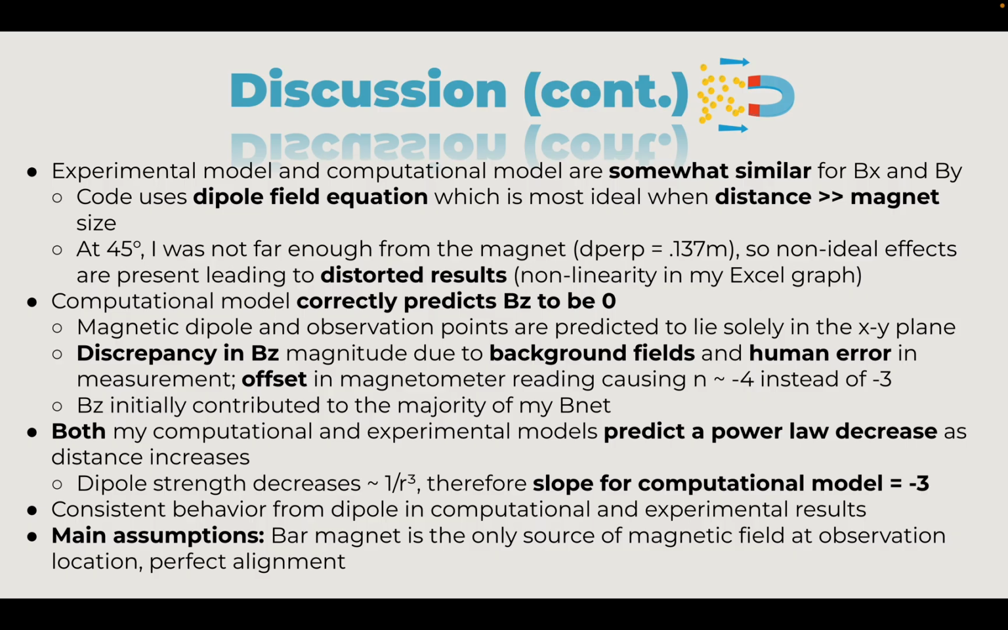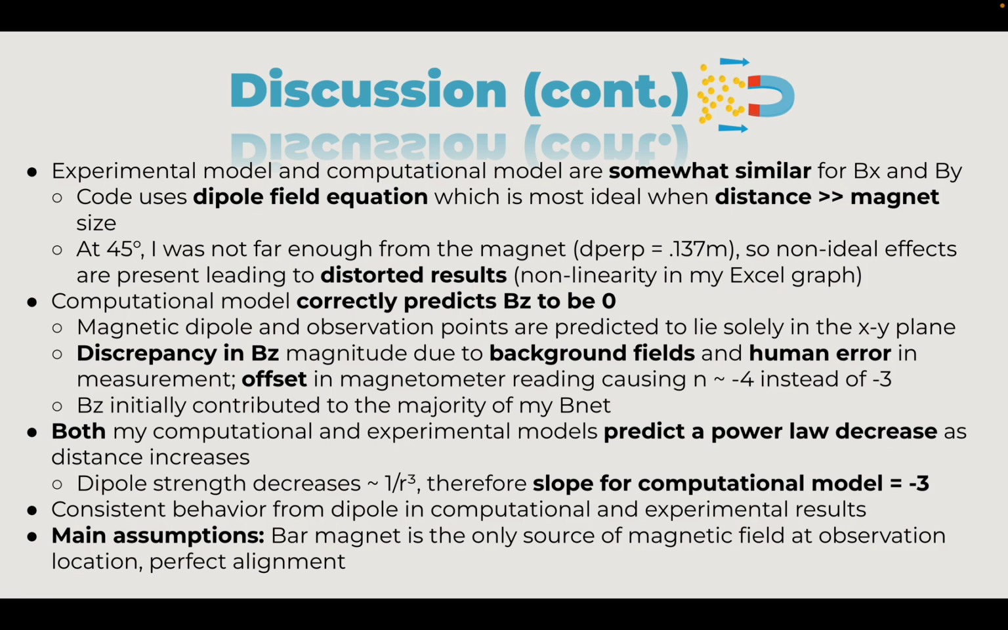Let's see, where do I begin? At 45 degrees, I was not far enough from the magnet. My D perpendicular was about 13.7 centimeters, 0.137 meters. So that led to distorted results and nonlinearity in my Excel graph, specifically due to offset in my magnetometer readings, causing my slope to be equal to about -4 instead of -3. So that is the reason why my experimental results do not align with my computational results. And that is really shown in my discrepancy in my Bz.